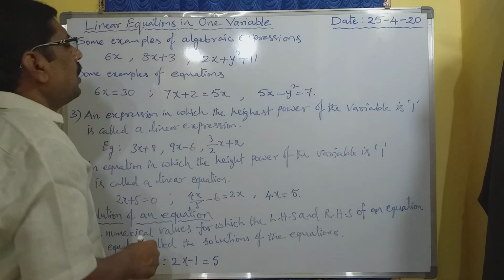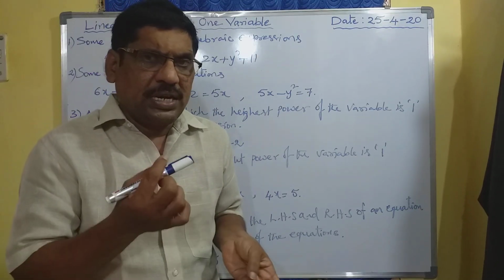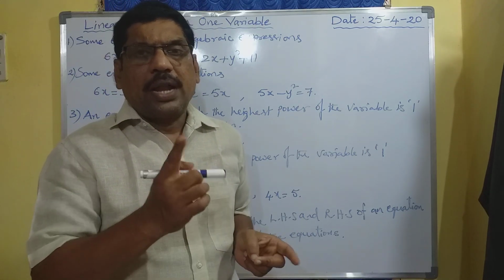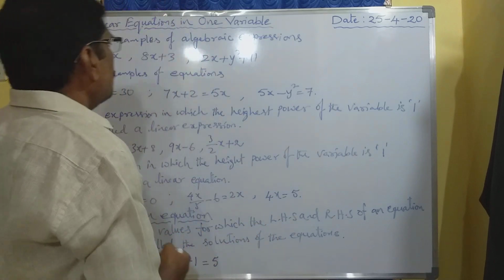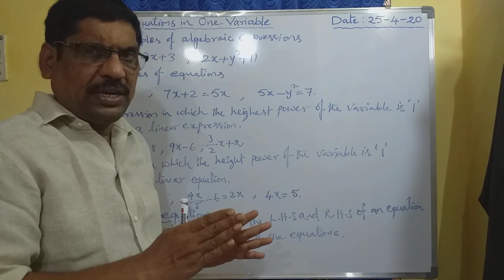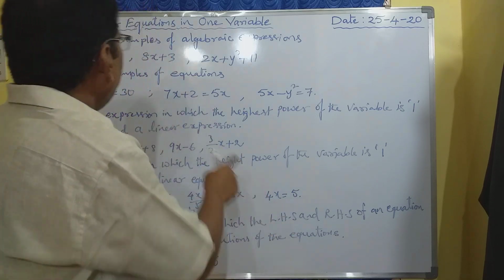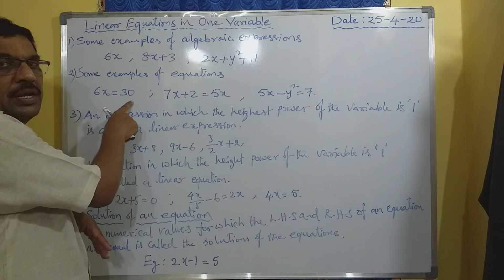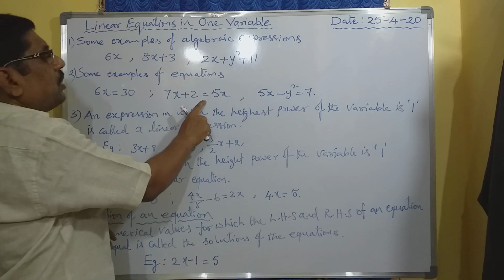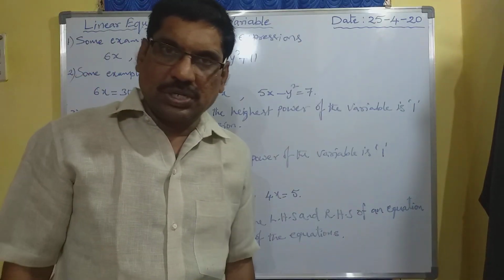Now, what is an equation? A mathematical sentence which contains the symbol is equal to is called an equation. An algebraic expression is a mathematical sentence which does not contain any equal to symbol. But now here look at this. 6x is equal to 30. It is a mathematical sentence which contains the equal to symbol. Now these are all the examples of equations.